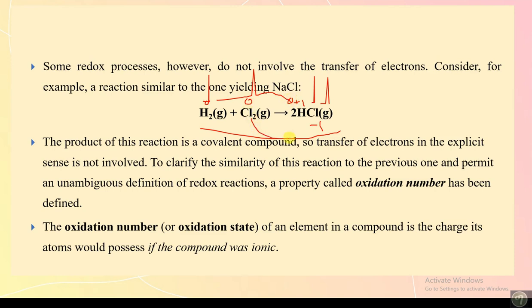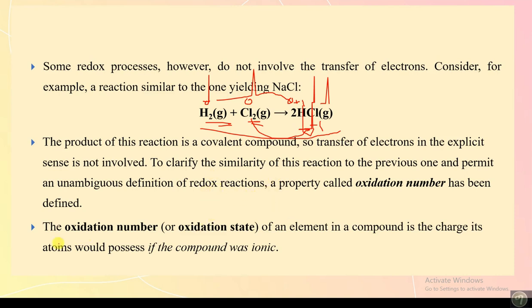So hydrogen increases its oxidation state from 0 to +1. Chloride decreases its oxidation state from 0 to -1. So hydrogen is oxidized, chloride is reduced. So this is an example of redox reaction.